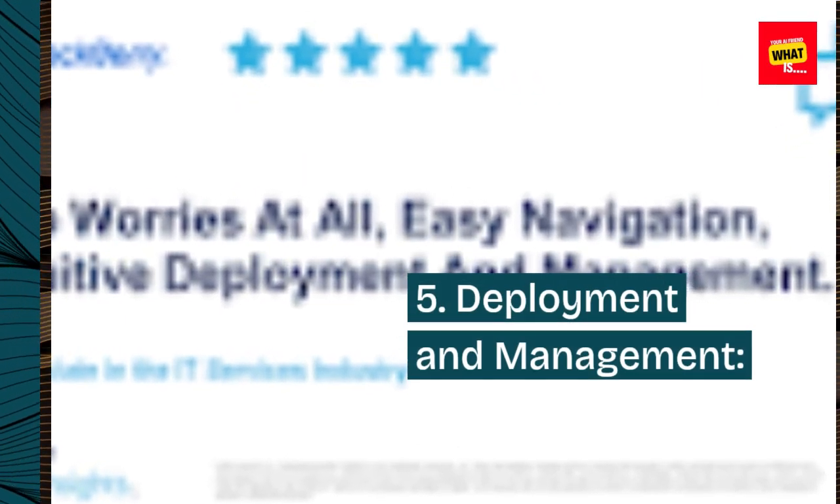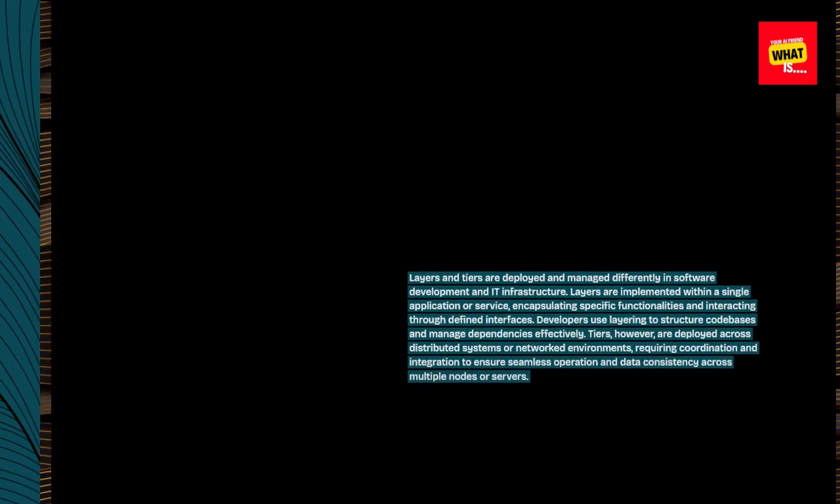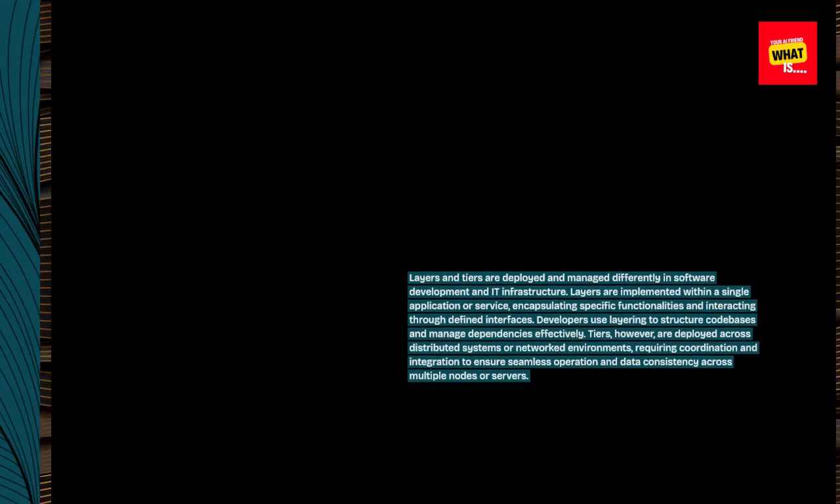5. Deployment and management. Layers and tiers are deployed and managed differently in software development and IT infrastructure. Layers are implemented within a single application or service, encapsulating specific functionalities and interacting through defined interfaces. Developers use layering to structure codebases and manage dependencies effectively. Tiers, however, are deployed across distributed systems or networked environments, requiring coordination and integration to ensure seamless operation and data consistency across multiple nodes or servers.